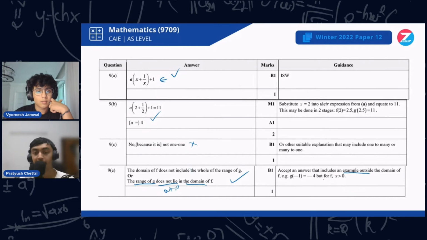So an example would be good as well if you don't know what you're trying to word. So always try your best in each question. You might write down something that gets a mark.